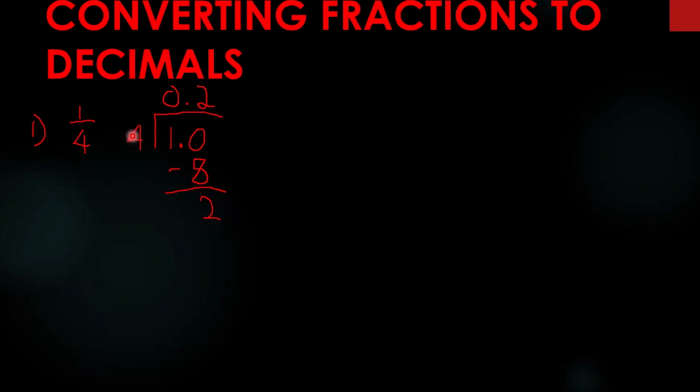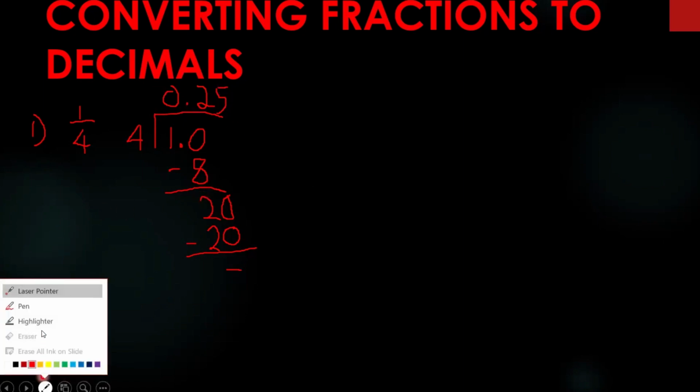I would also introduce another 0 here to make it 20. How many times can I get 4 from 20? I can get it 5 times. So I put 5 on top here. 5 times 4 is 20. So if I deduct 20 from 20, I get 0. I don't have any more remainders. So once I'm able to have a remainder of 0, then whatever is here on top is my answer. So that means that 1/4 is equal to 0.25.